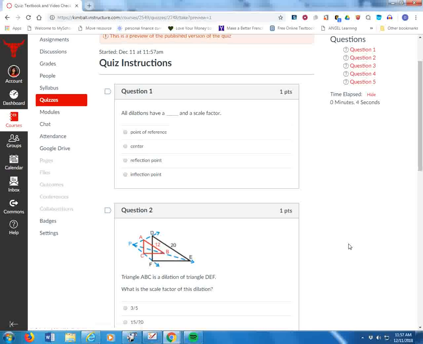So all dilations have a blank and a scale factor. What do you think the answer is here? A center, the center of dilation. A lot of times, like I said, the center is usually at the origin, but sometimes they'll make the center somewhere else. It's easiest if it's at the origin. But they'll have to tell you where the center is so you know what point is being magnified or enlarged.